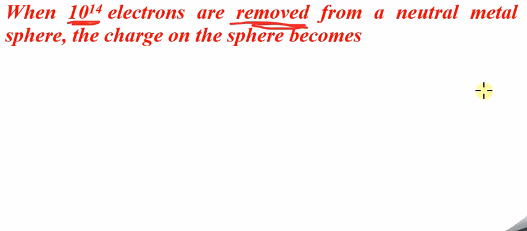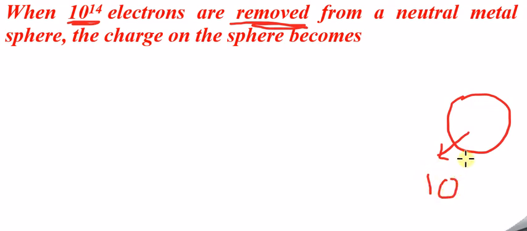From a neutral metal sphere, which means this is a sphere. Suppose this is the sphere. From this particular sphere, some 10 power 14 electrons are removed. It is a metal sphere basically.